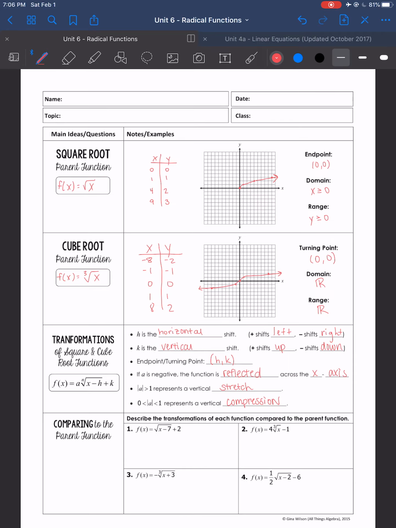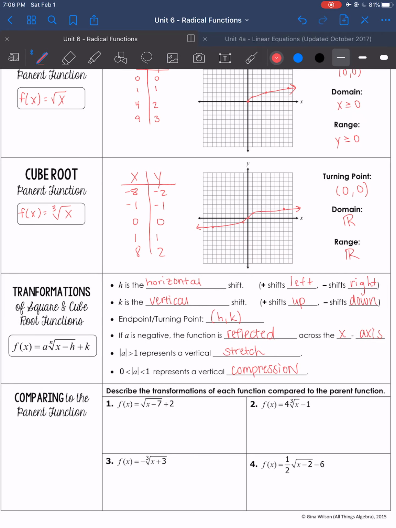We're going to talk about some transformations. I'm going to do the odds here. So this 7 is going to shift it to the right. So right 7, and then the 2 is going to make it go up 2. 3, the negative here is going to reflect over the x-axis, and the 3 is going to go left 3.